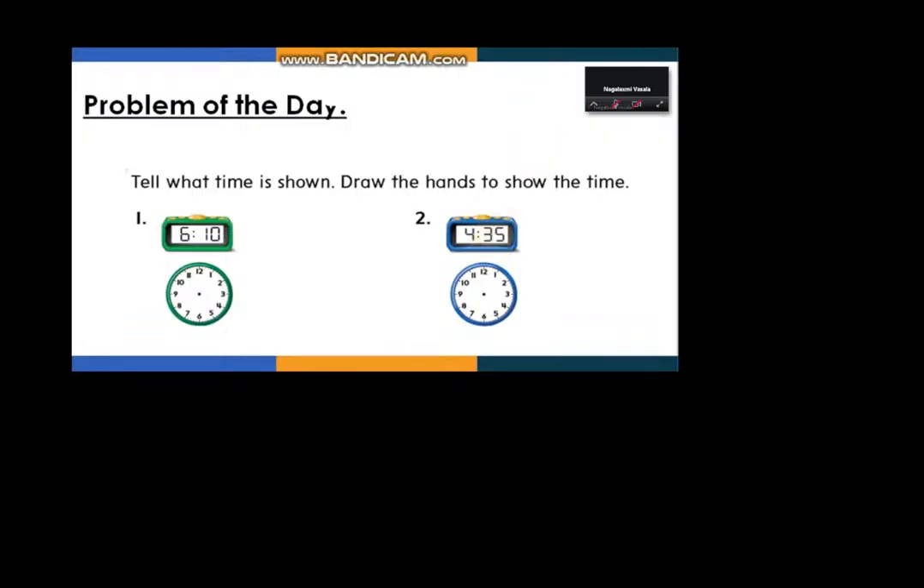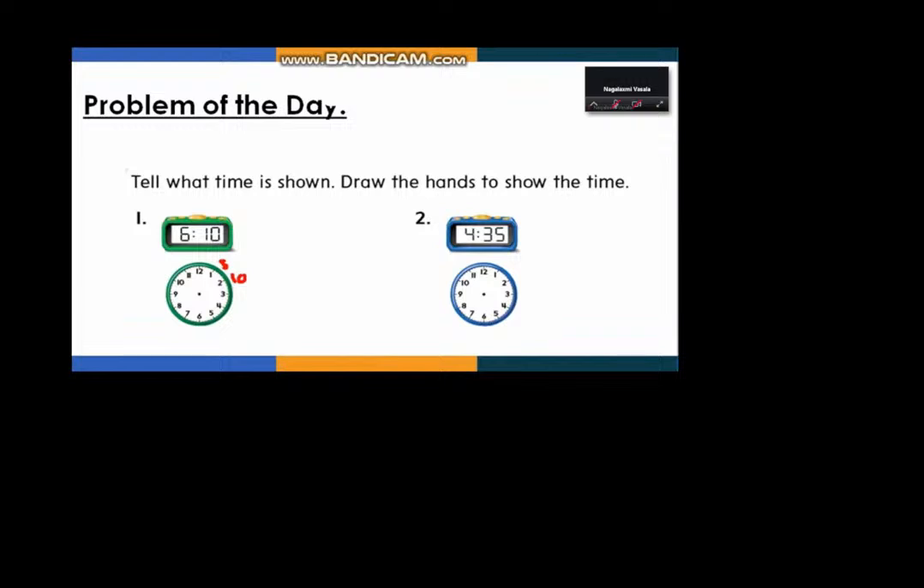Okay, so what you are going to do first is to write the minutes. I want you to skip count by 5s and to write the minutes around, and then draw the two hands. And remember, there are two hands, one of them short, and the short one is for the hours, and the long one is for the minutes. Okay, so let's do this together. So you need to write the minutes here 5, and here 10. Wow, it's super easy.